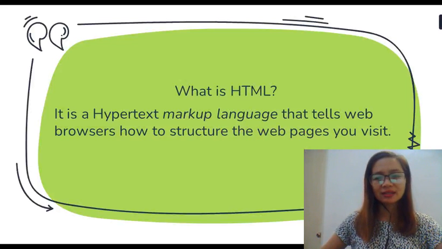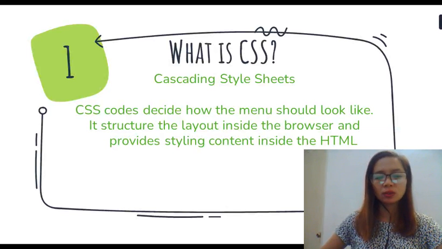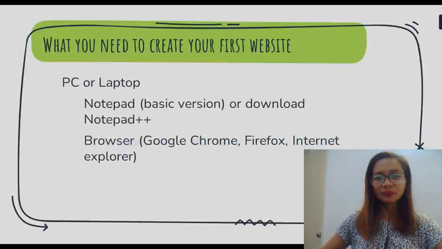On the other hand, CSS or Cascading Style Sheets is used for styling the website. CSS codes decide how the menu should look like. For example, what are the colors of the font, your font size, and how your content, such as your pictures or text, is positioned. In short, it provides the styling content inside your HTML.